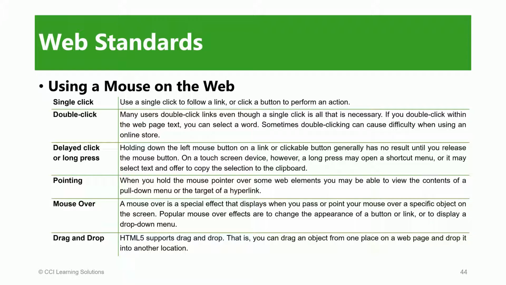Pointing. When you hold the mouse pointer over some web elements, you may be able to view the contents of a pull-down menu or target of a hyperlink. Mouse over. Mouse over is a special effect that displays when you pass or point your mouse over a specific object on the screen. Popular mouse over effects are to change the appearance of a button or link or to display a drop-down menu. Drag and drop.